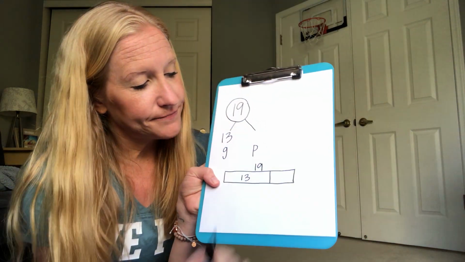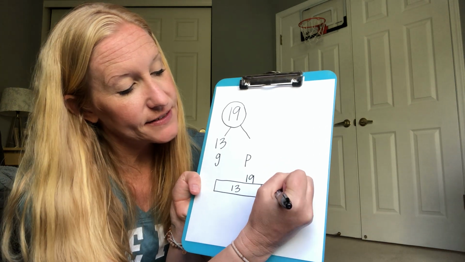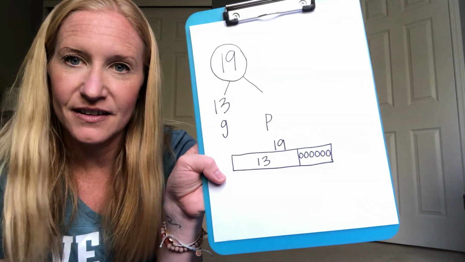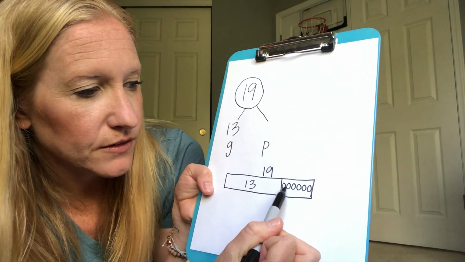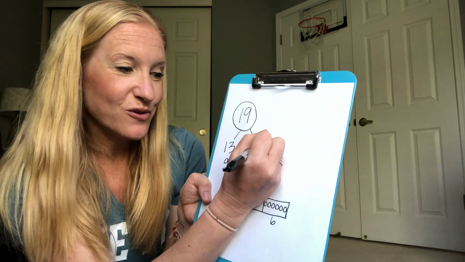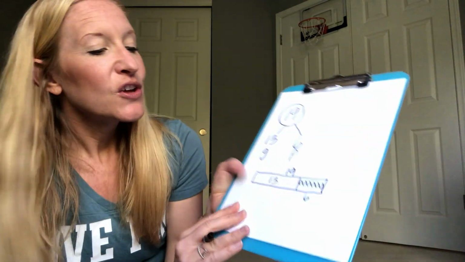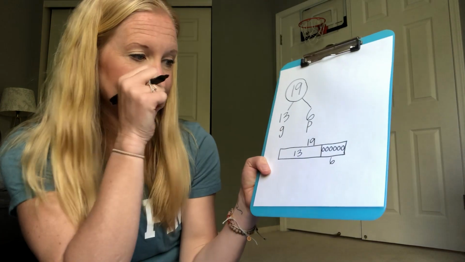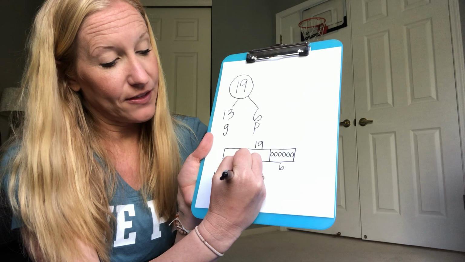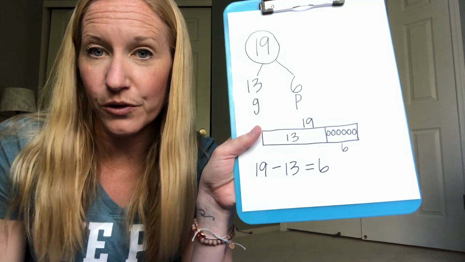So 13, 14, 15, 16, 17, 18, 19. Let's count how many that was. 1, 2, 3, 4, 5, 6. 6 were in the pool. Did you get 6 too? I bet you did. So then, of course, we get to do our number sentences. So I could start with my 19, took away the 13 kids that were on the grass, and I got the 6 that were in the pool.